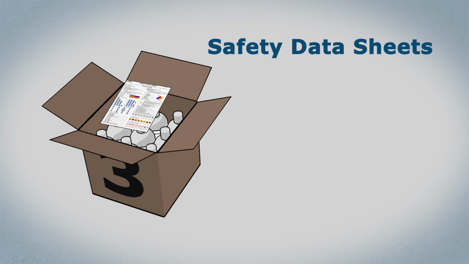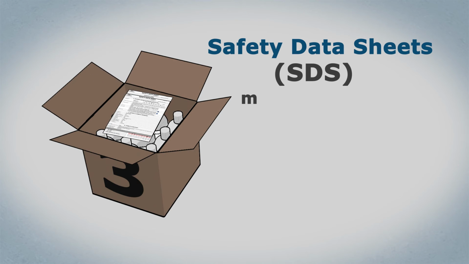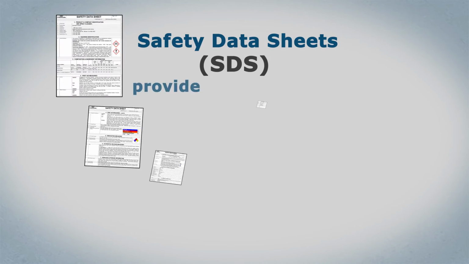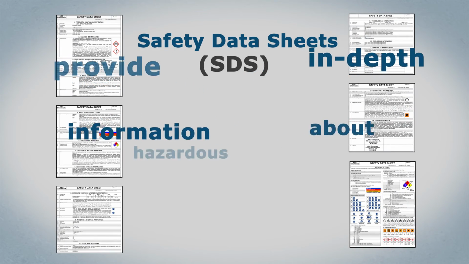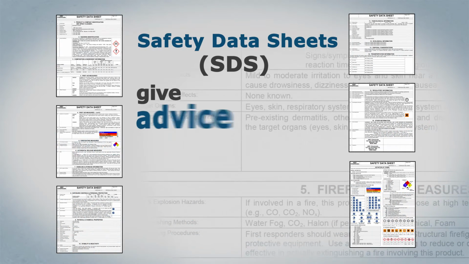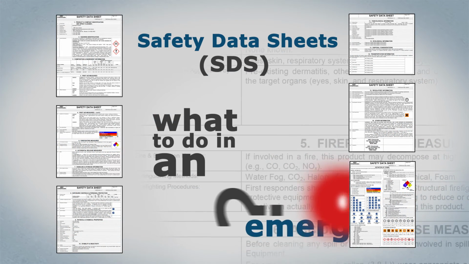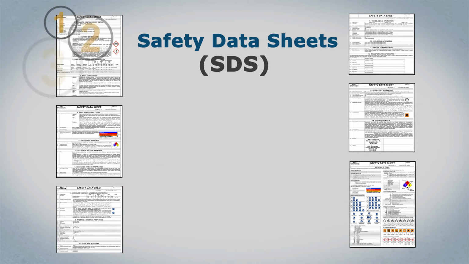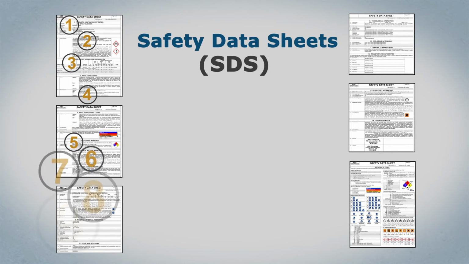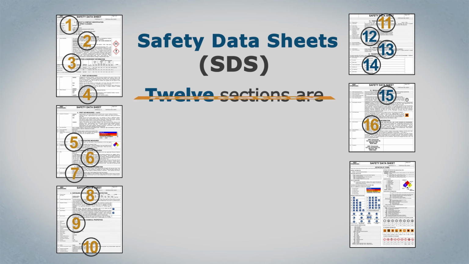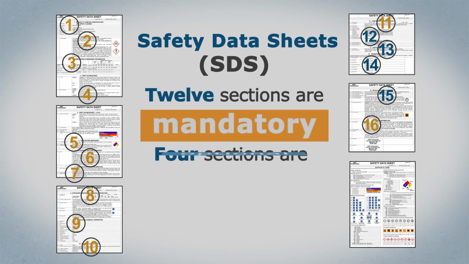Number 3. Safety data sheets, or SDS, must accompany all hazardous products. They provide in-depth information about hazardous products and give advice about safety precautions and what to do in an emergency. WHMIS 2015 requires a 16-section data sheet. 12 of these sections are mandatory and 4 are optional.